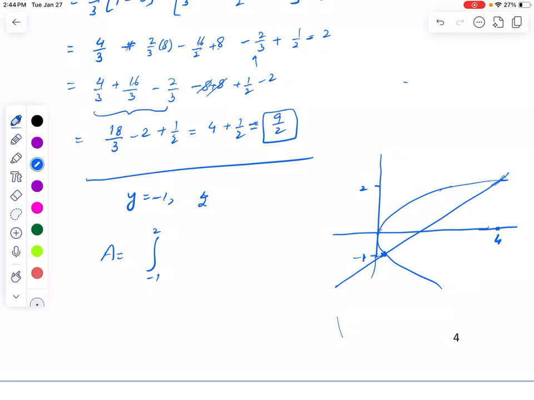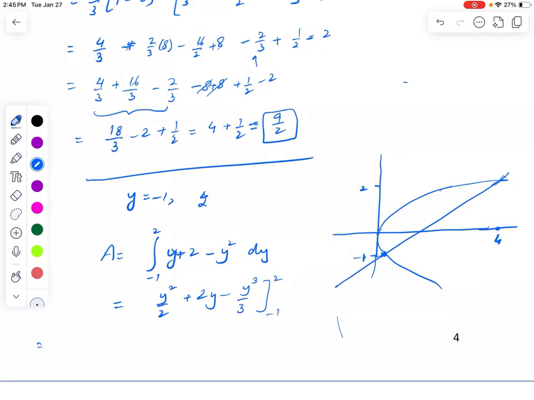Now we get 8 plus 1 over 3 minus 1/2. So 8 plus 1 is 9, 9 over 3. So 8 minus 9 over 3 minus 1/2 is equal to, 9 over 3 is 3. So 8 minus 3 is 5 minus 1/2. So I get 9 over 2, the same as before.